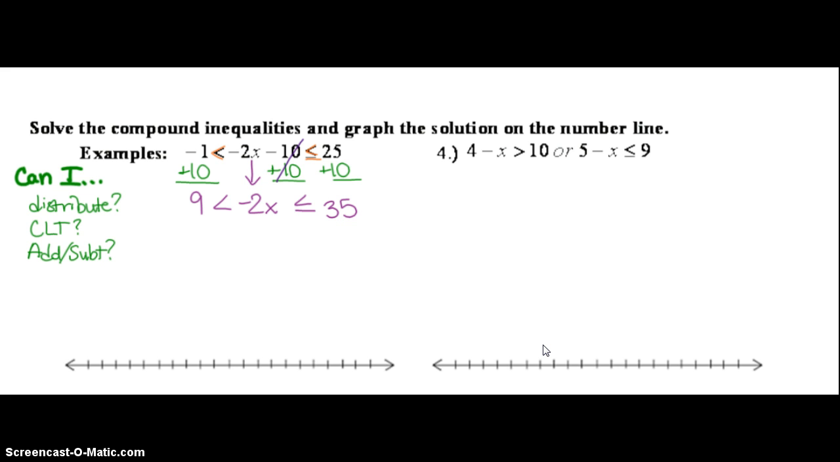Last step is to multiply or divide. Well, since negative 2 is being multiplied to x, I'll have to divide. Just remember, if you divide by a negative, you'll have to switch the inequality sign's direction. I can leave it as a fraction, or I can change it into a decimal. Negative 2 divided by negative 2 will cancel out to leave me just x. Negative 9 over 2 is negative 4.5.